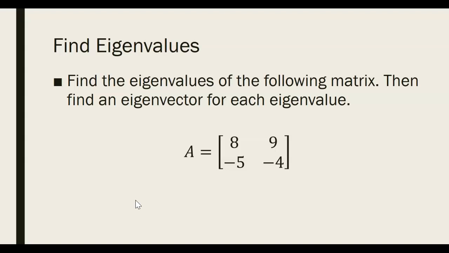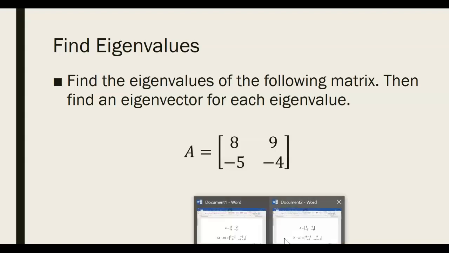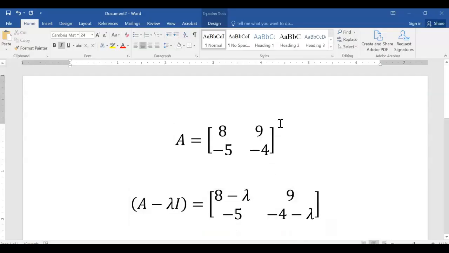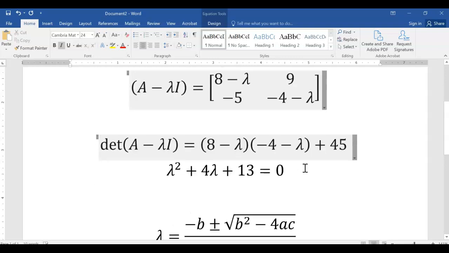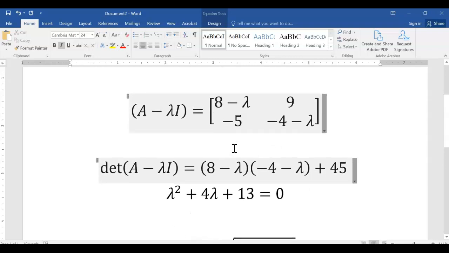Okay, so hopefully you did that and got the answers. Let me go through what I did. So we take A minus lambda I, we get 8 minus lambda, 9, negative 5, negative 4 minus lambda. We calculate the determinant of that. So 8 minus lambda times negative 4 minus lambda.